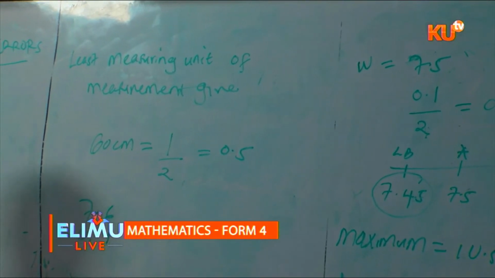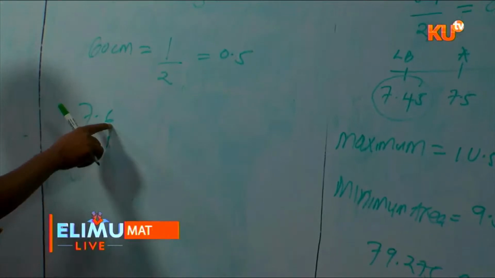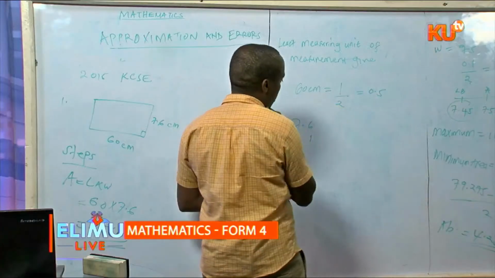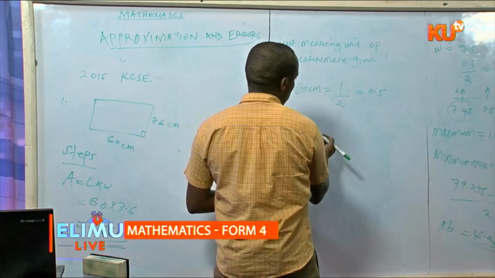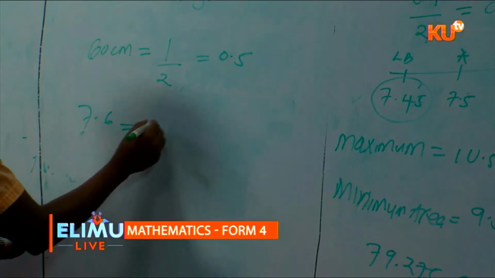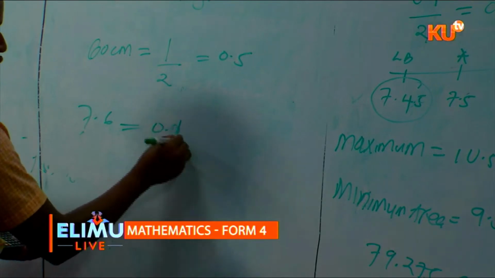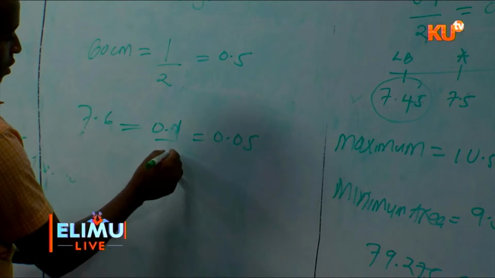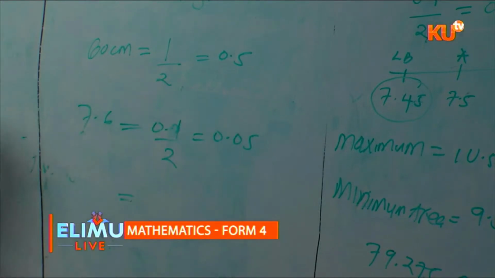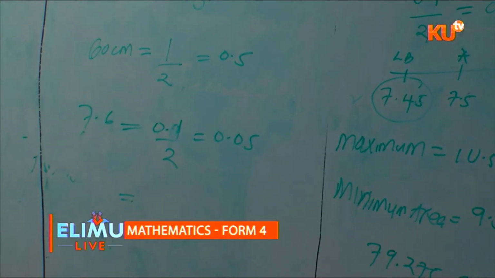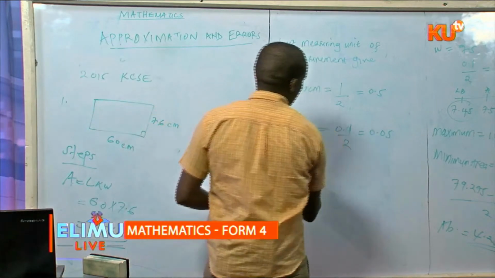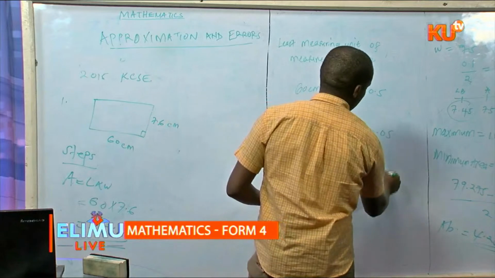So that's very simple. You take 7.6. The last digit on your right-hand side automatically becomes 1. So this is 0.1 divided by 2. You want it to be 0.05. Very simple. So from there, how do we get the upper and lower bounds of the measuring unit? You are able to get the upper bound and the lower bound of those measurements.